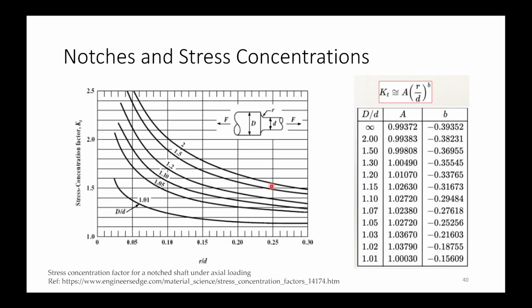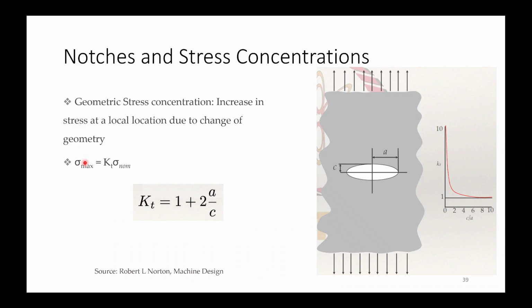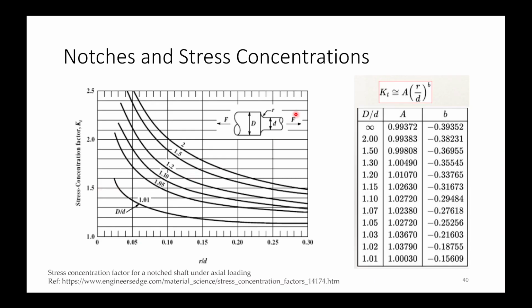Now, one of the questions in your assignment is based on this type of geometry as well, where you are applying tensile loading or torsion loading. Based on that, you have to get the values of R upon D and D upon D. Based on that, you need to find the stress concentration factor. Then using sigma max and sigma nominal, by calculating these, you can find out your failure strength.